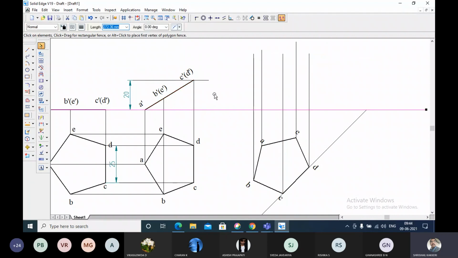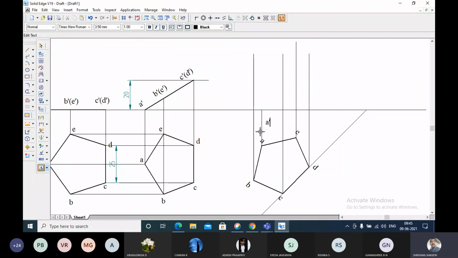Let me draw a line from A. But fortunately, A is lying on the XY line itself, because A is the corner resting on the ground. When it is resting on the ground, for the observer, A appears to be on the XY line. This is A and this is A. Now we'll terminate this line at this point only. Now let me name it as A dash. Okay, A dash is the point.